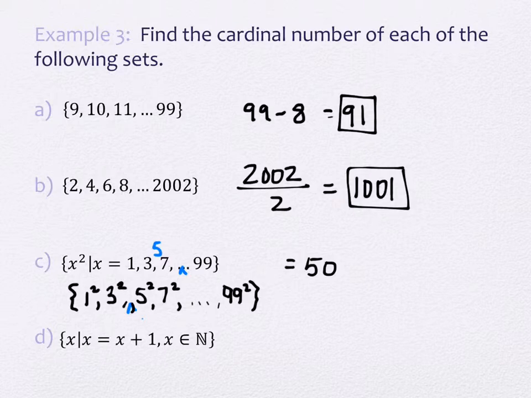How about D? This one's even weirder looking. x such that x equals x plus 1, where x is a natural number. Look, the notation: this computer program puts the double line in the middle of the N. You guys notice that? That's a little different, but let's write out a list. What numbers work in this equation? That is, what number works in the equation x equals x plus 1?